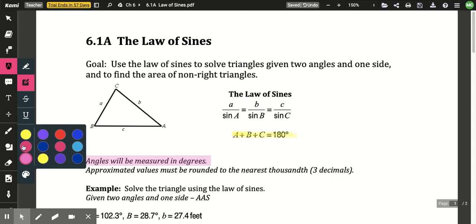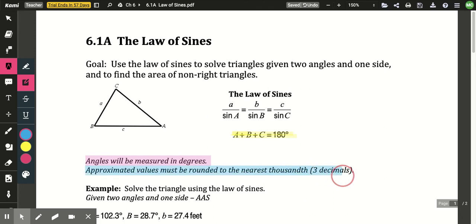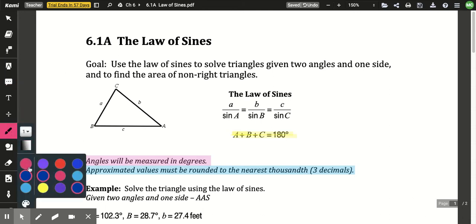And it also tells me that we're going to be approximating all of our values that have to be approximated to 3 decimal places. So that means after the decimal place, you need to have 3 digits and it needs to be rounded correctly. Particularly because the Google form will not score it right if you don't have it that way.